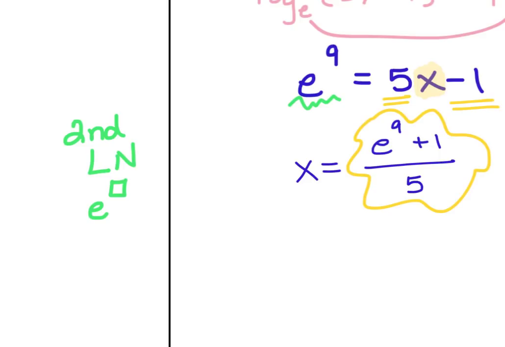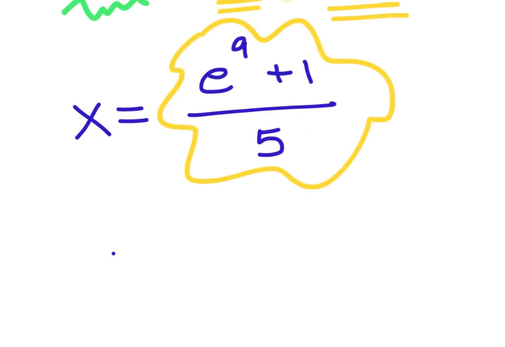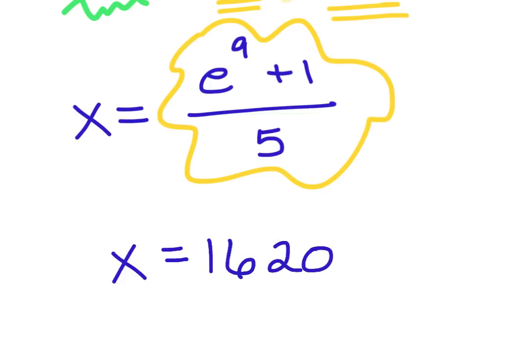And so type in the numerator e to the ninth power plus 1, and then in the denominator 5, and round to 2 decimal places because Miss Applebacher is your teacher, and you get x equals 1620.82.